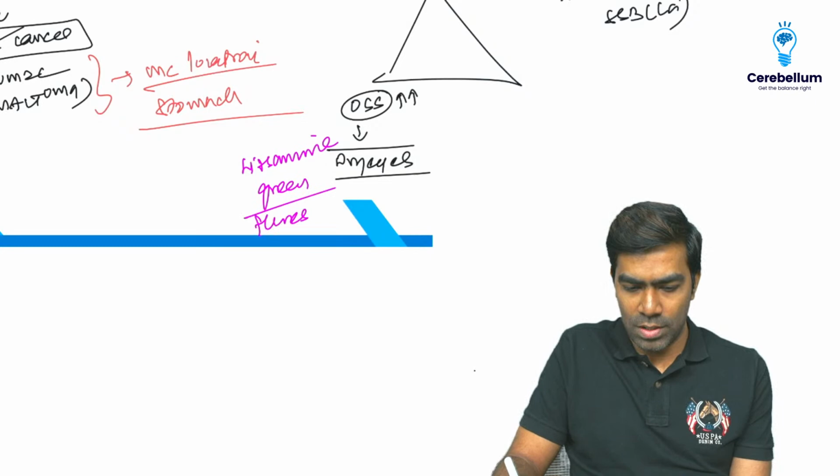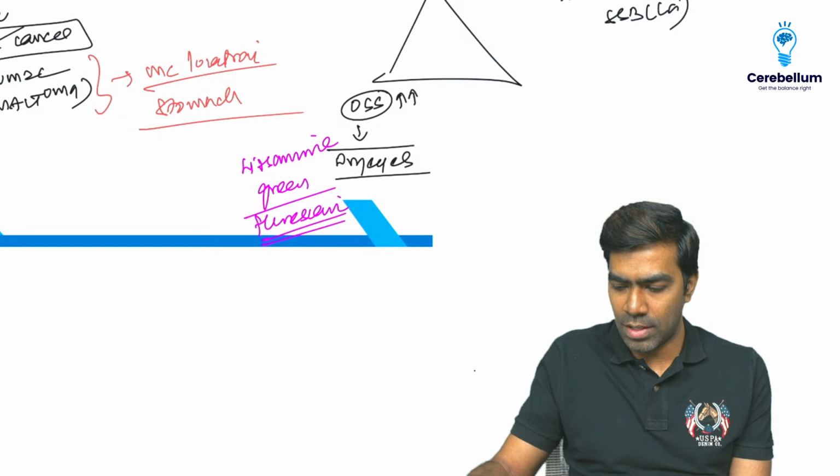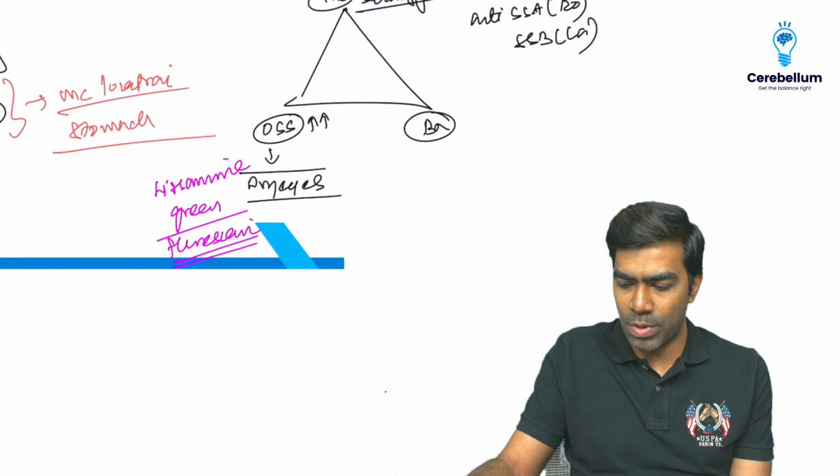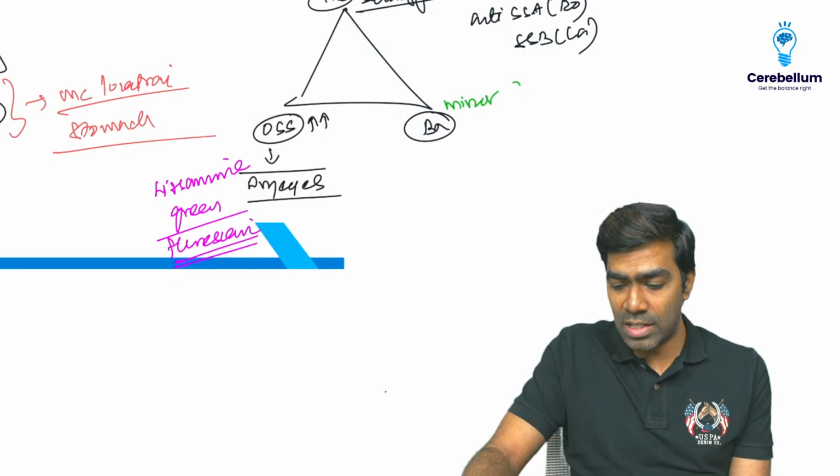So to prove the dry eyes. Third part of the triad is going to be your biopsy. Where do we do the biopsy? We do the biopsy from the minor salivary glands, typically in the lip area. That's where you're going to do the biopsy from.